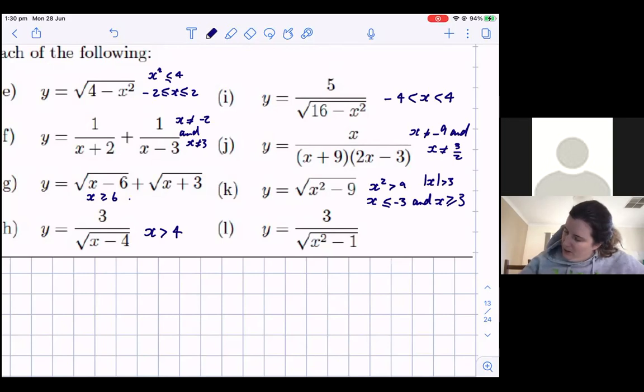On the bottom, we know x squared has to come out as bigger than 1. It can't come out as equal to 1. So we've got a really similar thing. X has to be less than -1, or X has to be bigger than 1, but it can't be in between. So absolute value of X has to be bigger than 1.